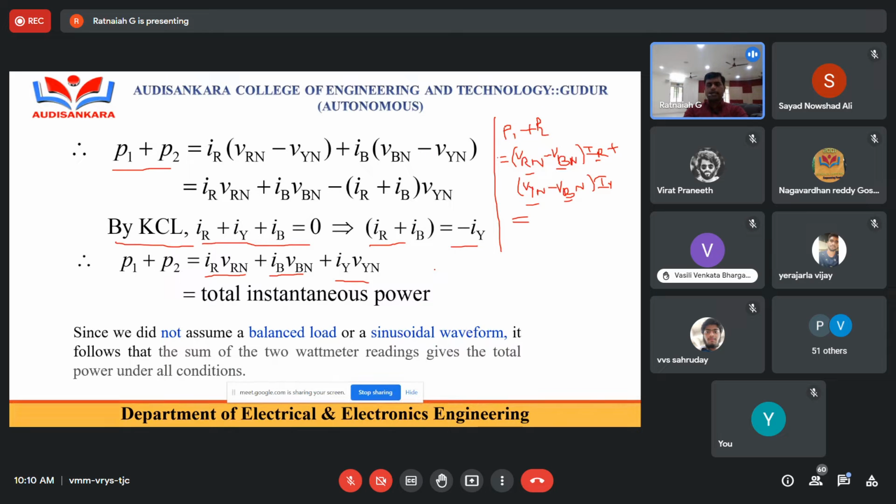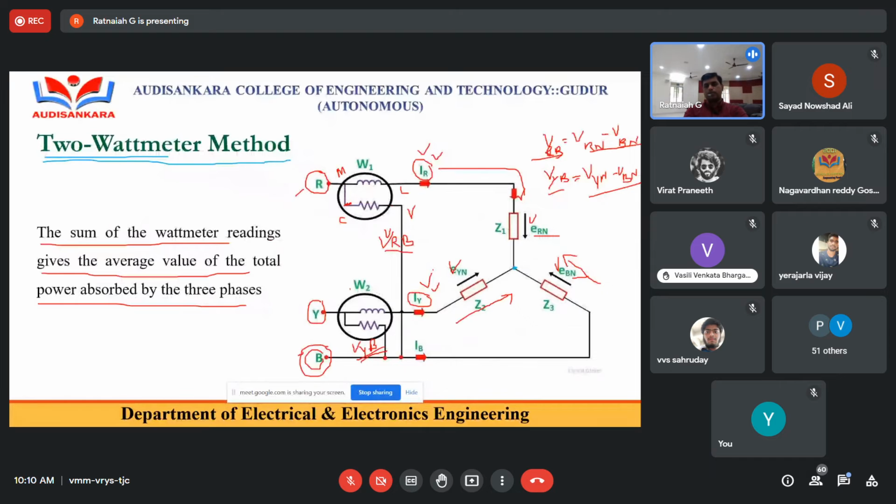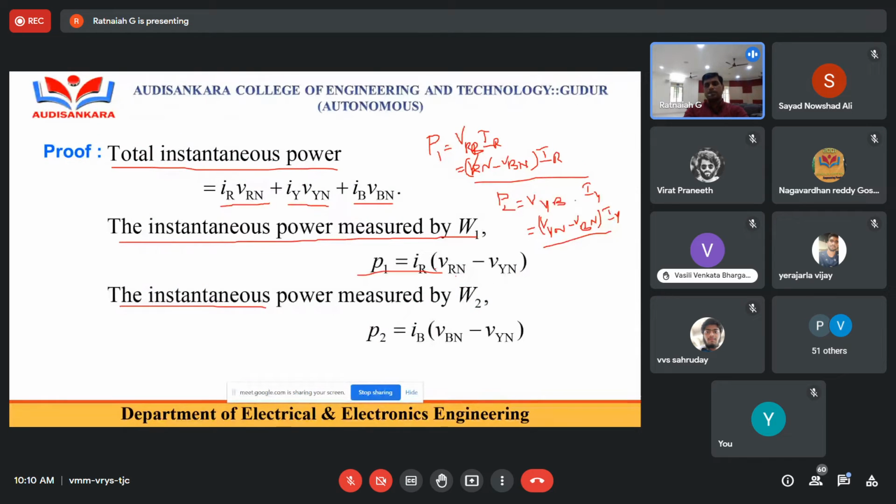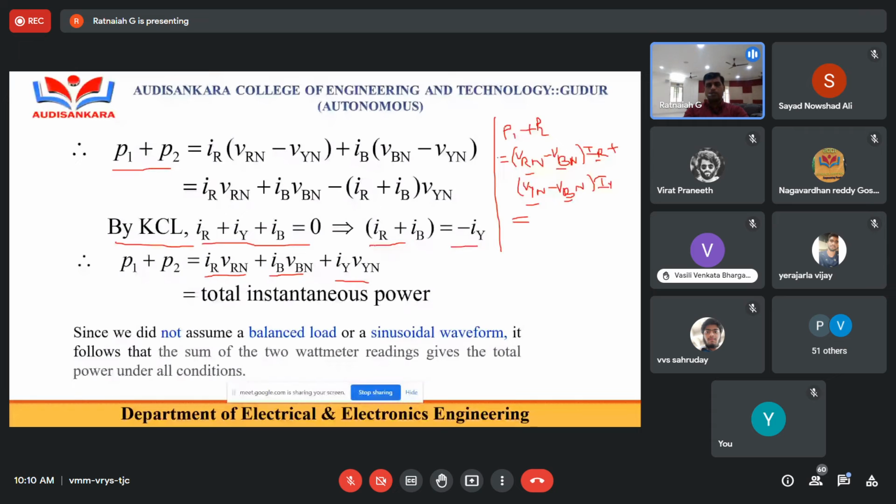So this is the way to calculate total power absorption using the two wattmeter method. There is one more method, which is easier compared to this method, because you will get confused in this method. So what is the second method that I can explain? Since here we did not assume a balanced load or a sinusoidal waveform, it follows that the sum of the two wattmeter readings gives the total power under all conditions. It may be a balanced or unbalanced condition.